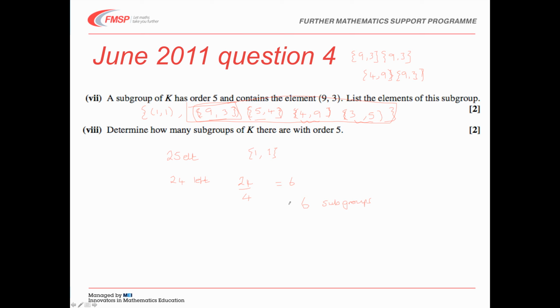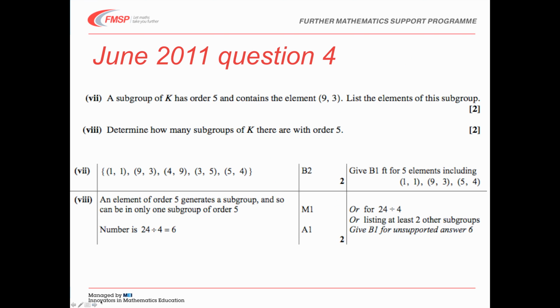Okay, and again, if I look at the mark scheme, you get your marks for getting those 5 elements in the subgroup, and then thinking about how that subgroup works. It should be fairly straightforward to think, well, take out the identity element, all the other ones must be in. 24 divided by 4 gives me 6. Okay, so that's the end of that question.